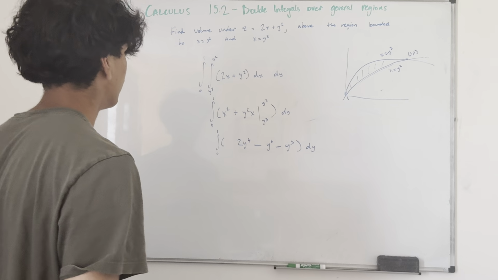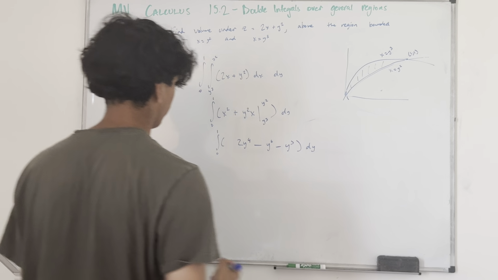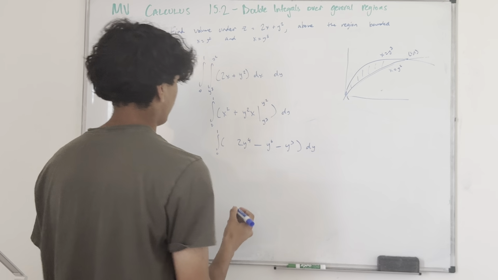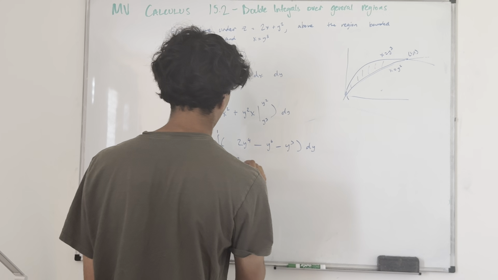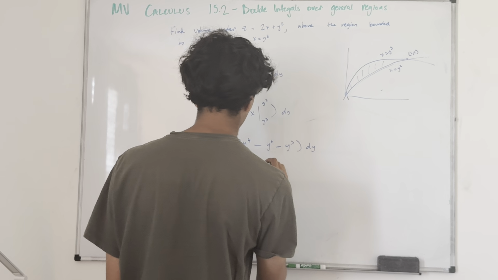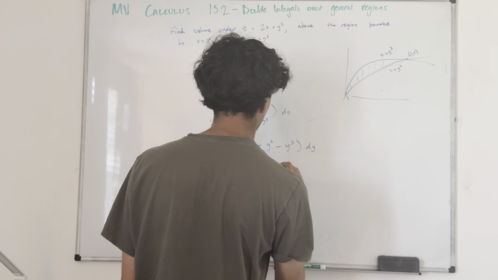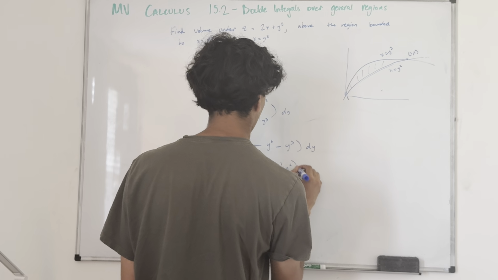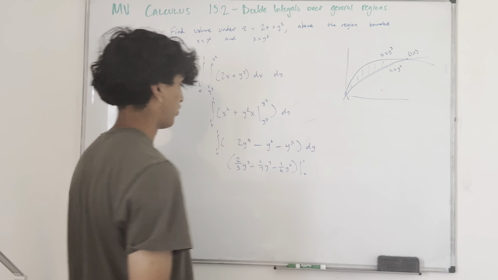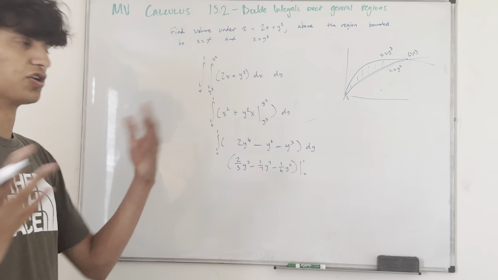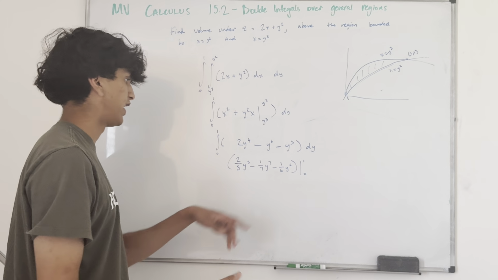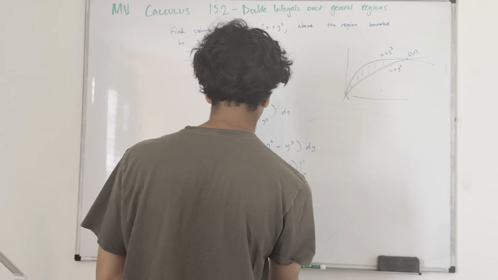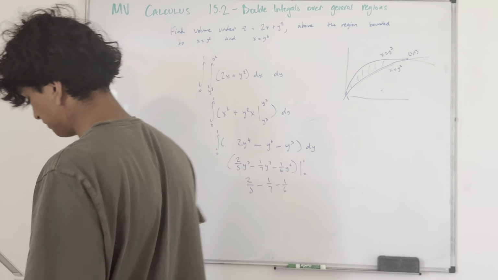And this is just good old power rule integral, there we go. So I would get 2/5 y to the 5th minus 1/7 y to the 7th minus 1/6 y to the 6th. And then I'm doing from 1 to 0. When I plug in my zeros, the whole thing returns 0 anyway, so I don't have to worry about that. I just plug in the ones, and I get whatever this simplifies to. So 2/5 minus 1/7 minus 1/6.